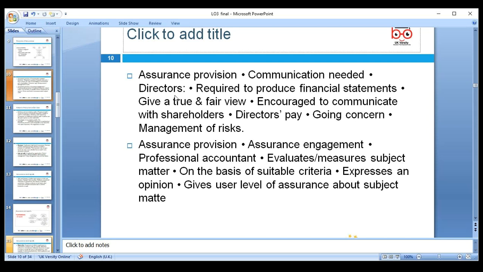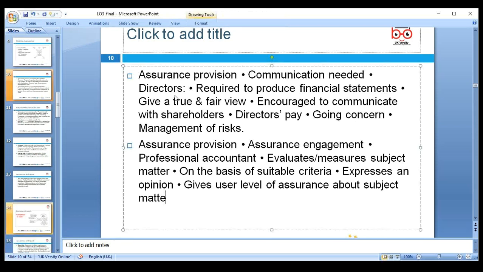Assurance provision, or assurance engagement: a professional accountant evaluates or measures a subject matter against other suitable criteria, expresses an opinion, and gives users a level of assurance about the subject matter.